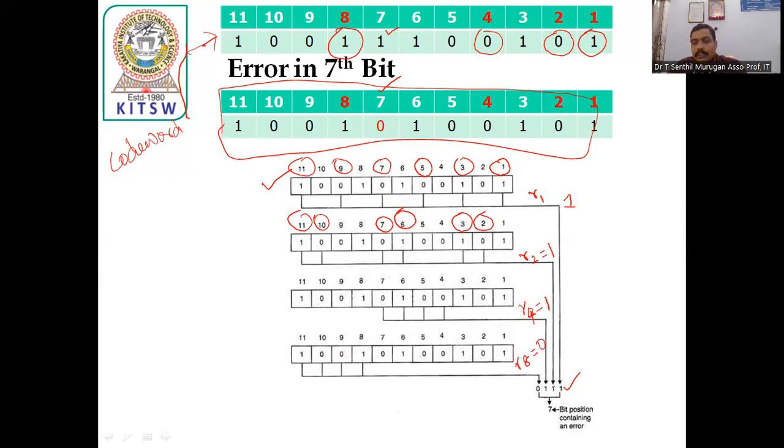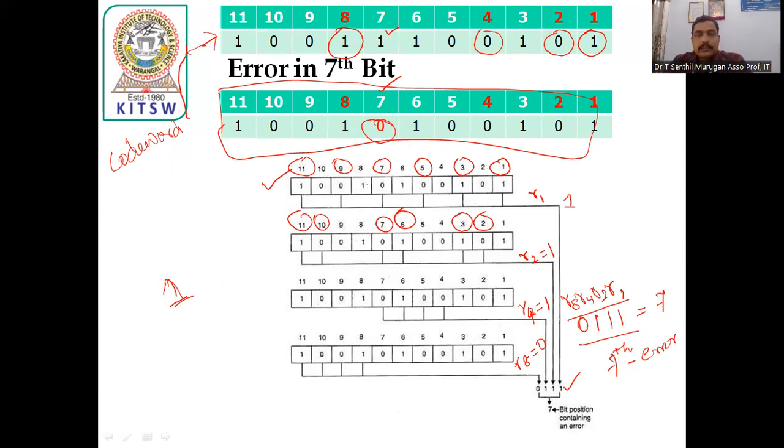So what value are we getting? 0, 1, 1, 1. How can we write it? R8, R4, R2 values. If you write like this, what is the value of 0111? That is 7. So the 7th bit has the error. That we identified. So what is the 7th bit? 0 is there. If it is 0, we will change it to 1. That is the error correction. We change it to 1, and the data will be correct.